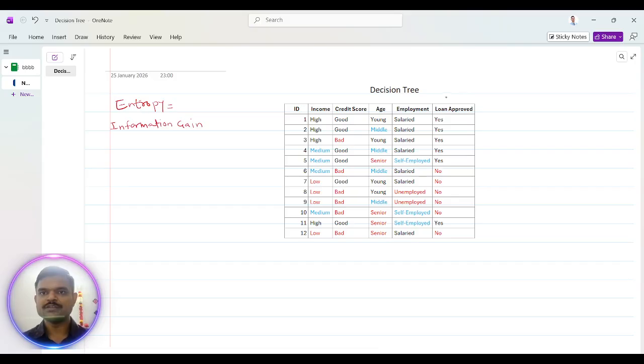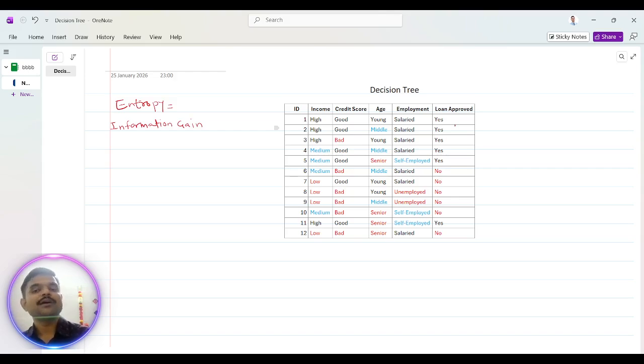If you closely look at this loan approved column, yes, no, yes, no, yes, no. If all the cells are yes, then it is pure. It means the bank is approving loan to everyone. So it is pure, meaning there is no entropy. There is no degree of randomness. So zero is the entropy. If all are yes or all are no, means all are the same, then there is no disturbance. It means the entropy is zero.